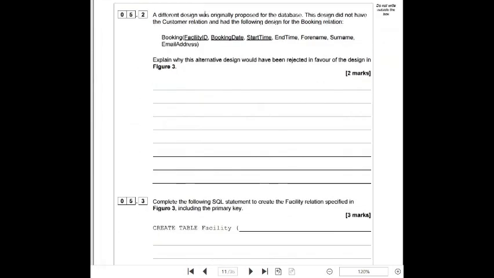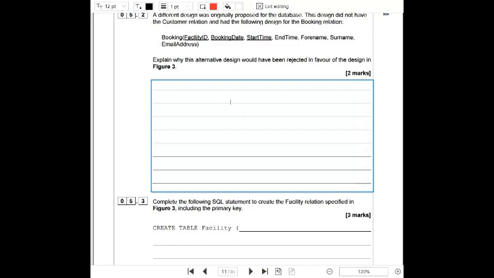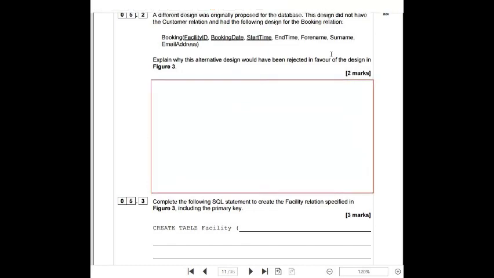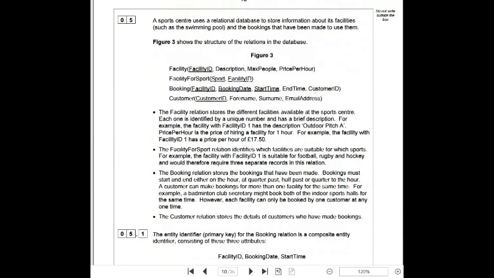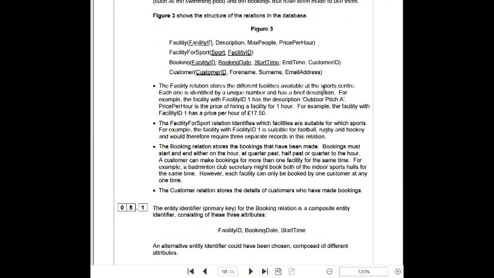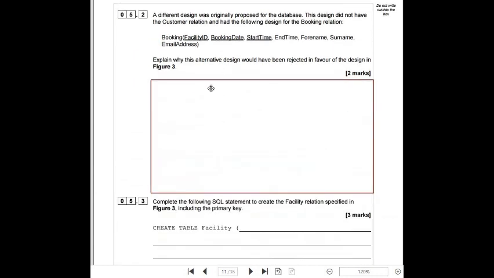So we've got a different design originally proposed for the database. This design didn't have a customer relation and had the following design for the booking relation. So in booking, we've got facility ID, booking date, start time, end time, full name, surname, email address. So we need to explain why this alternative design would have been rejected in favor of the design back in figure 3. So if we go up to figure 3, that is the favored one. And that's favored over this one.